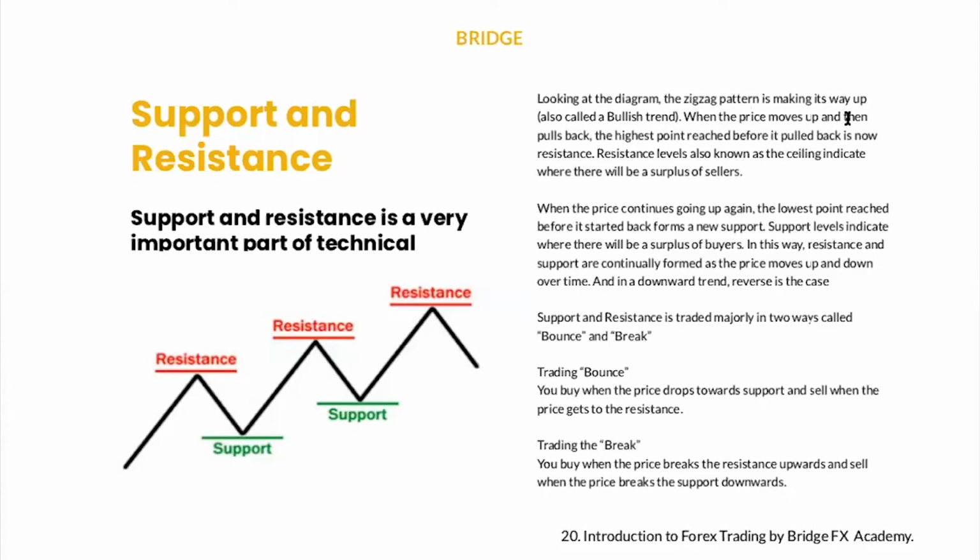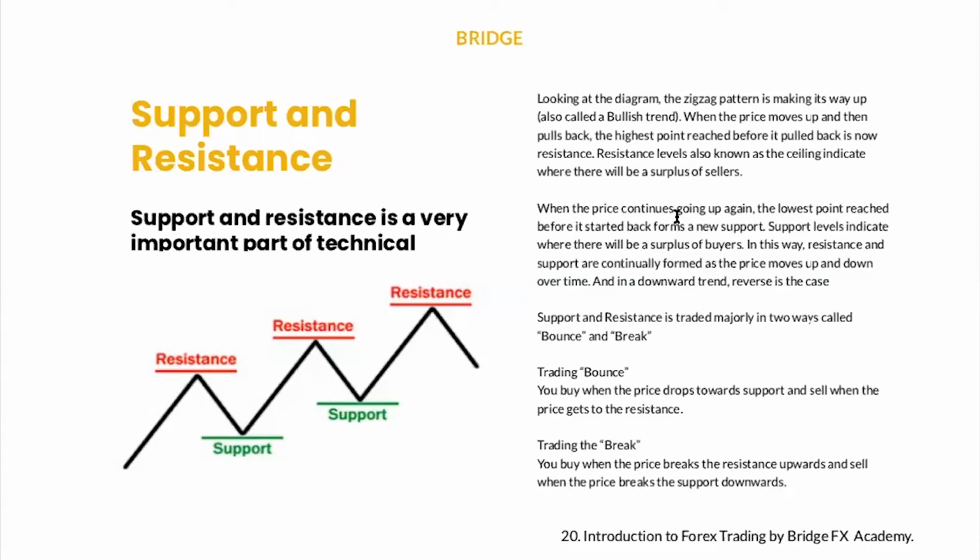When the price moves up and then pulls back, the highest point reached before it pulled back is now resistance, the ceiling. Resistance level, also known as the ceiling, indicates where the market will have a surplus of sellers. At the resistance, that is where we have a surplus of sellers. And that is what brings me back to sentimental analysis. Now, sentimentally analyzing what other traders are doing, you know other traders are selling. Later in the future, knowing what other traders are doing can even help you plan your trade ahead of time.